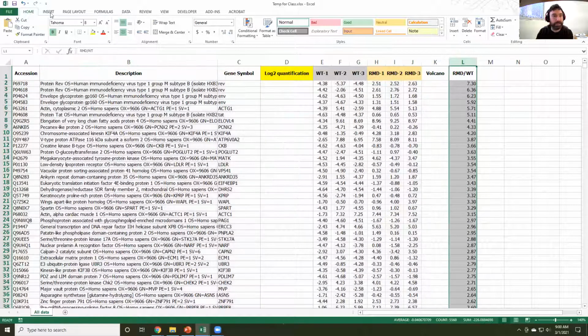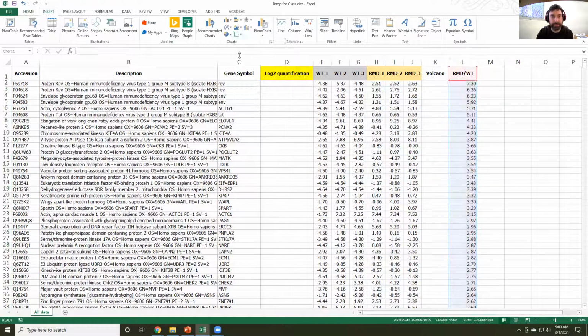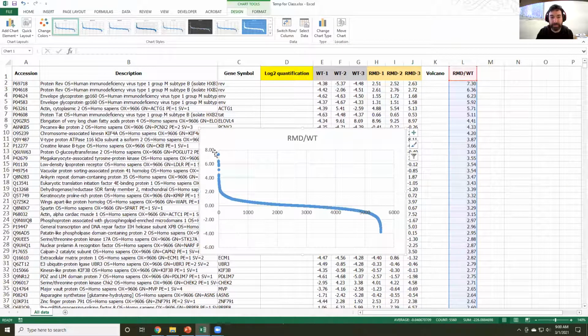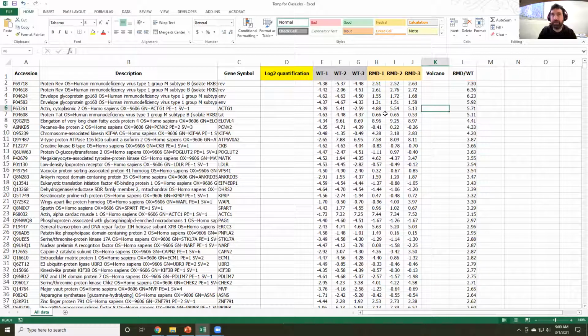And now let's say that I want to display this. You remember this graph that you saw in the beginning of the presentation. These are the proteins that are more abundant in romidepsin. These are the proteins that are more abundant in the wild type. But now you want to display not only how much they change, but also how reproducible this observation is, right? So you need another axis in your graph.